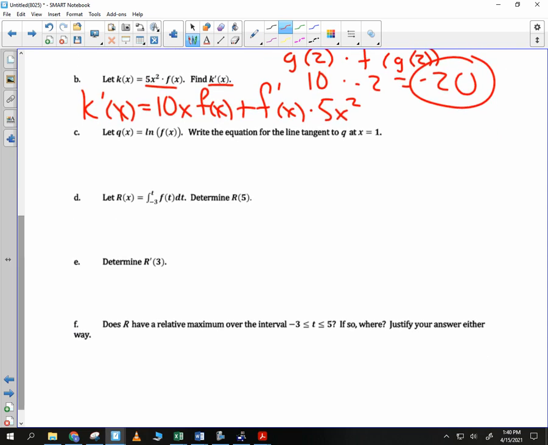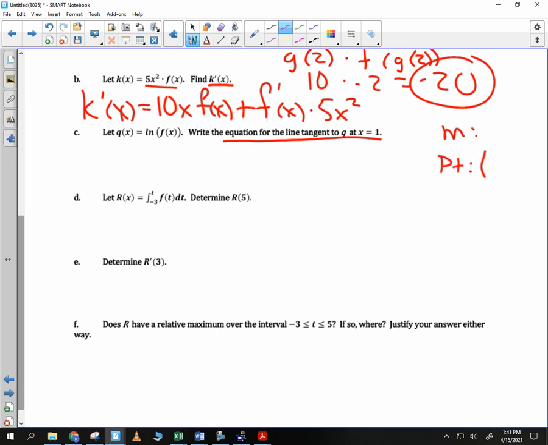Uh-oh. Letter C, let q equal natural log of f of x. You see natural log, you start to shut down. But you remember the derivative of natural log is? Oh, isn't that great? So write the equation for the line tangent. Oh, another one of those. What do we need to write an equation for a line tangent? What two things do we need? Slope and a point. Good.